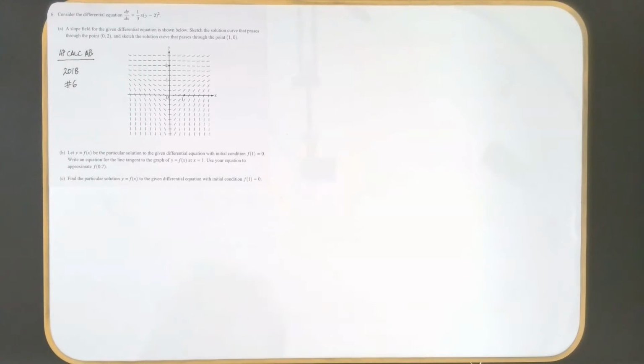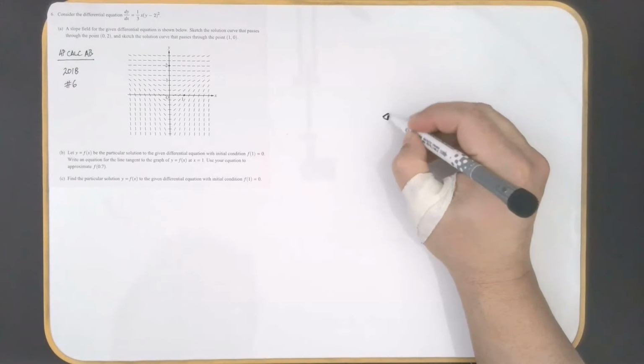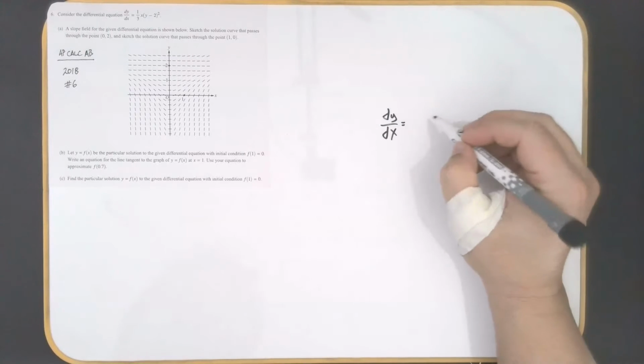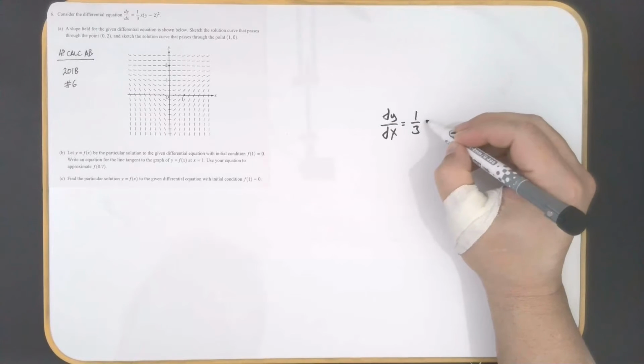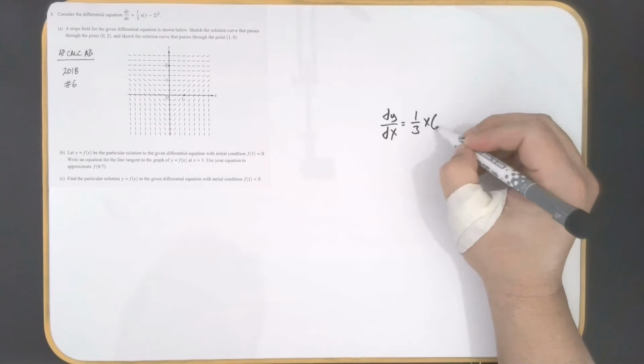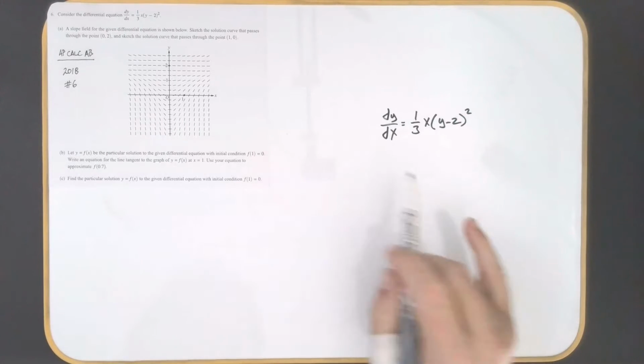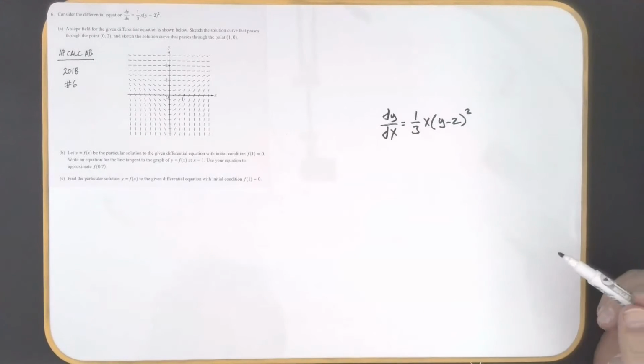It says, consider the differential equation dy/dx is equal to 1/3 times x times the quantity y minus 2 quantity squared. Now, whenever you get a differential equation, there's a good chance you're going to have to solve it, but sometimes they do give you differential equations that are not solvable at this level. Well, this one you can probably see if you tried to separate your variables, you could get your variables together, and later on in the question you will need to solve it.